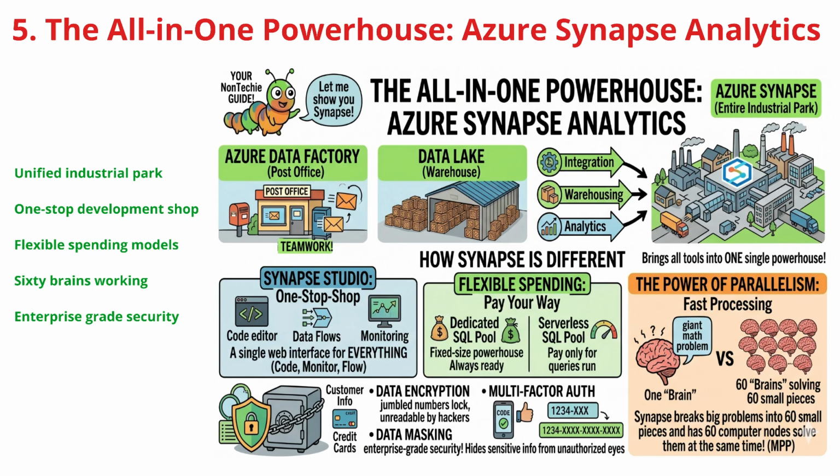You also get total financial flexibility, with options to pay for a dedicated powerhouse or only for the specific queries you run. Most importantly, it uses massively parallel processing, breaking massive problems into 60 smaller pieces, so 60 brains can solve them at the same time. All of this is wrapped in enterprise-grade security that encrypts, authenticates, and masks your sensitive information.